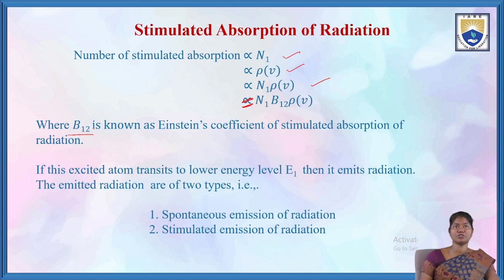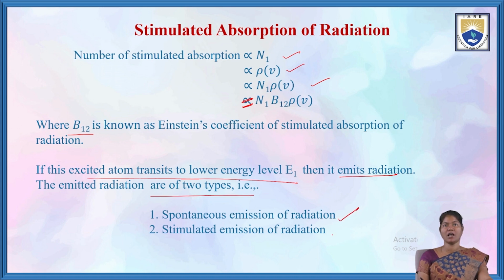Where B12 is known as Einstein's coefficient of stimulated absorption of radiation. If this excited atom transits to a lower energy level, once it is stimulated and excited to a higher energy level, then it emits radiation. The emitted radiations are of two types: one is spontaneous emission of radiation, and the other is stimulated emission of radiation.